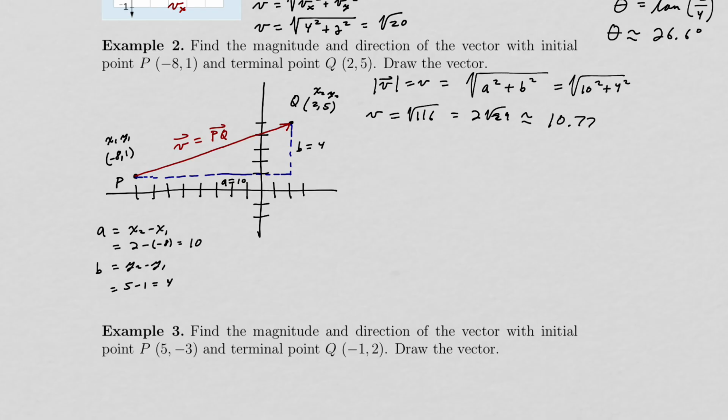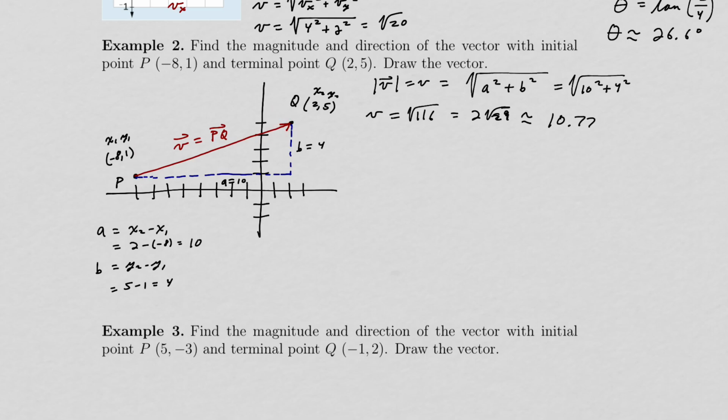Okay, an exact value. This is an important point. Sometimes MyOpenMath will want the exact value, and then you have to tell it 2 times radical 29. Or if they want an approximate value, then you can just find an approximate decimal value for it. All right, so that's the magnitude. That's the length of that vector. A little less than 11, more than 10.